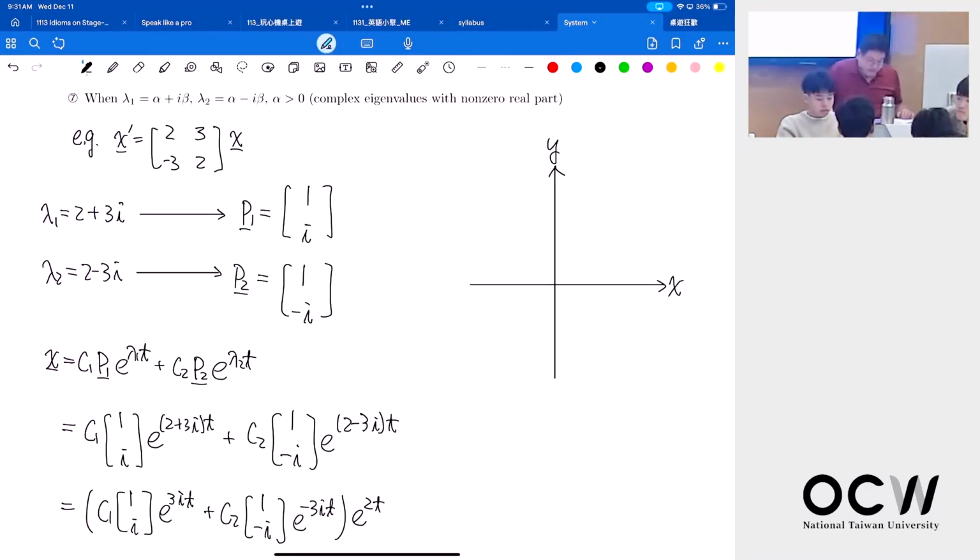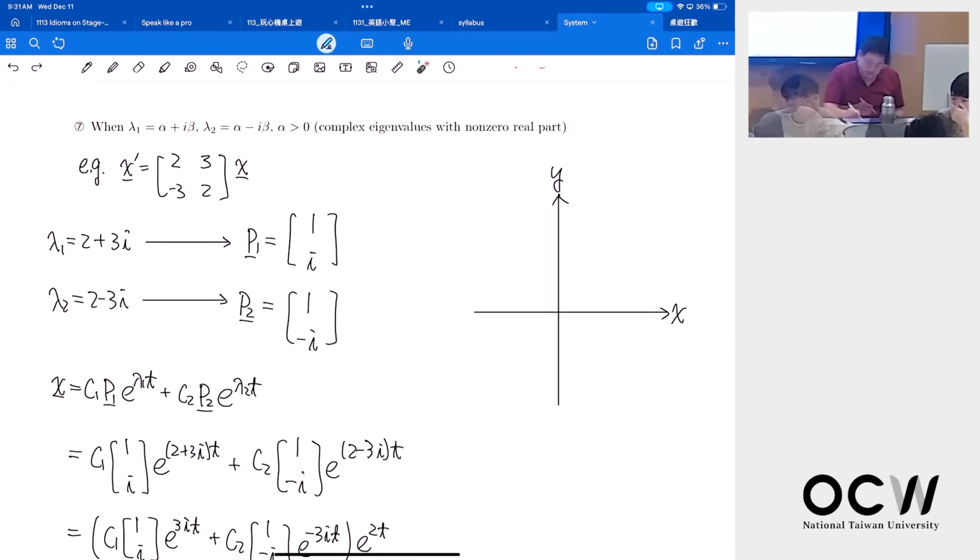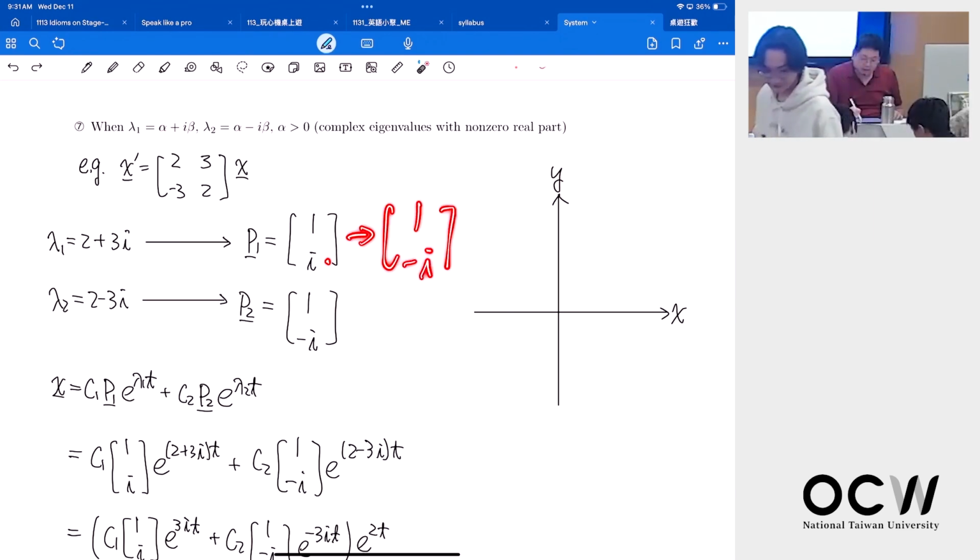For the phase portrait, we have the last one. If your eigenvalues are complex numbers, and we have the real part and also imaginary part. For example, x prime equals this matrix times x. Okay, this is the A matrix. And then we can find the eigenvalues. You can see that the eigenvalues are always like pairs. I have 2 plus 3i, and definitely I will expect another eigenvalue, 2 minus 3i. Similarly, for the eigenvectors, if you find one is 1, i, the other one should be 1, minus i. They are like a conjugate.